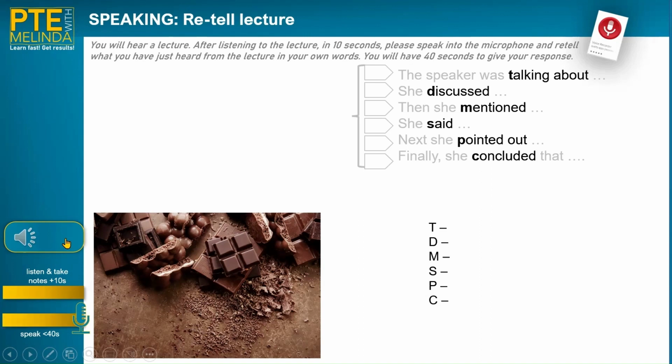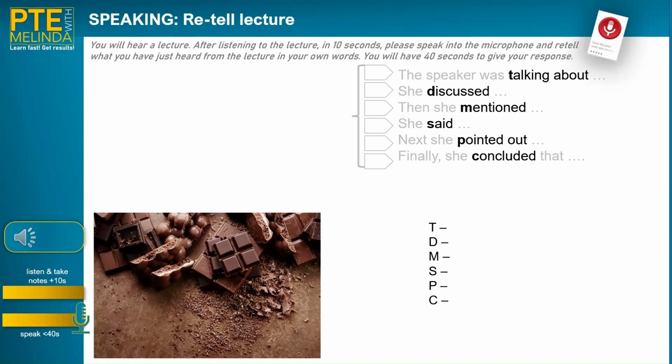Okay, let's talk about the two extremes, the strong candidate and the weak candidate. If you're a strong candidate, you understood the listening file, you've got some notes, you just needed to focus on your fluency as you were speaking. If you're a weak candidate, maybe you struggled with the sound file, you didn't quite understand it. What can you do in that case?